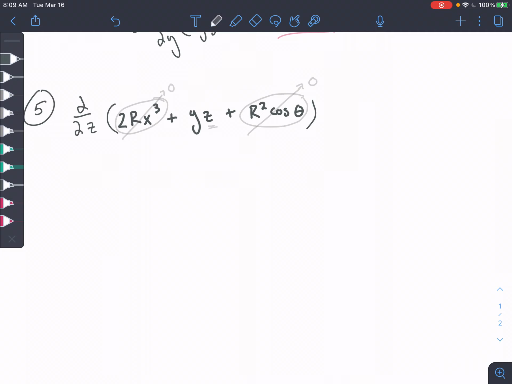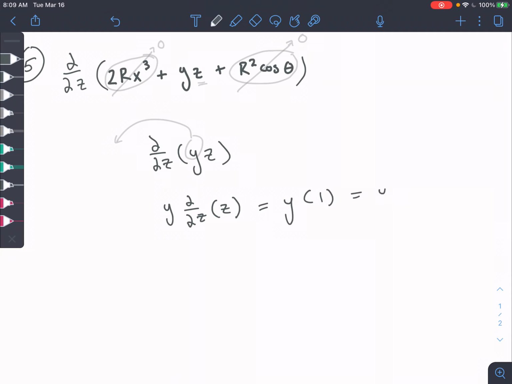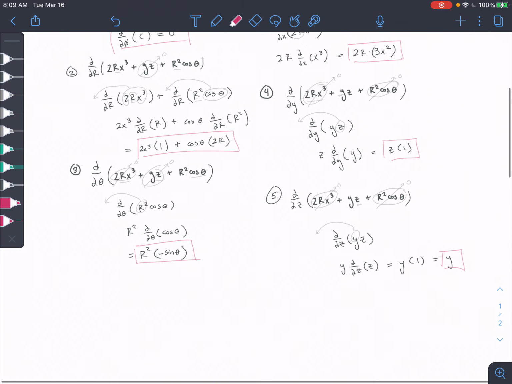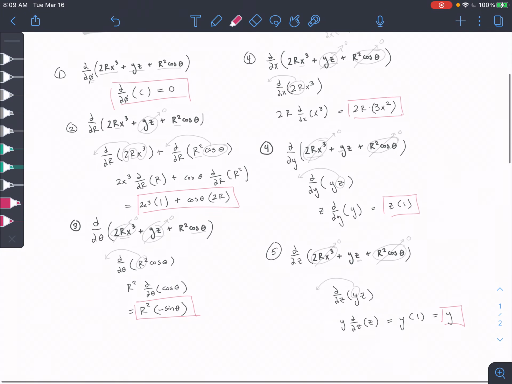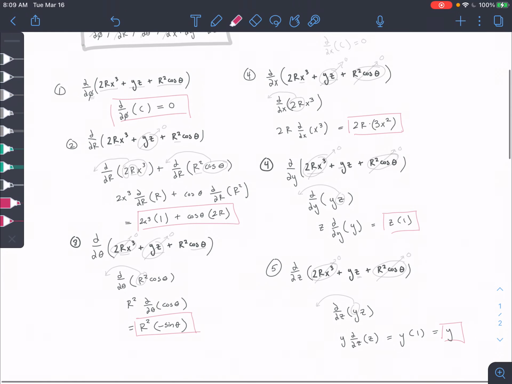Okay, so we have the derivative with respect to z of yz. Okay, y is our constant this time, right? So we can pull it to the outside, and then we just have the derivative with respect to z here. So y times the derivative with respect to z of z is just going to be y times 1, which equals y. Okay, so hopefully that was a good refresher where we got to see a lot of examples and what it means to take the derivative in terms of one variable while treating the rest of the variables like a constant.